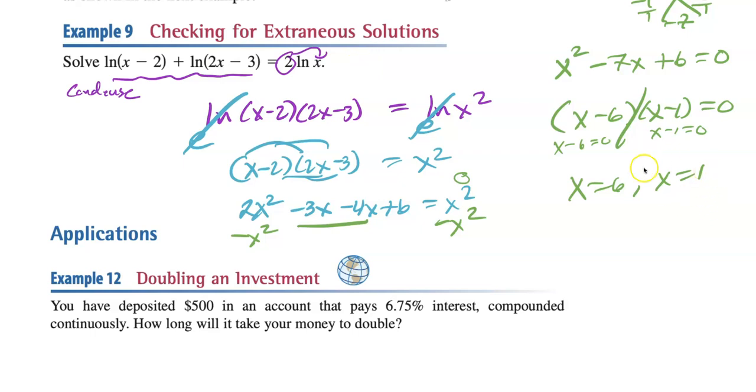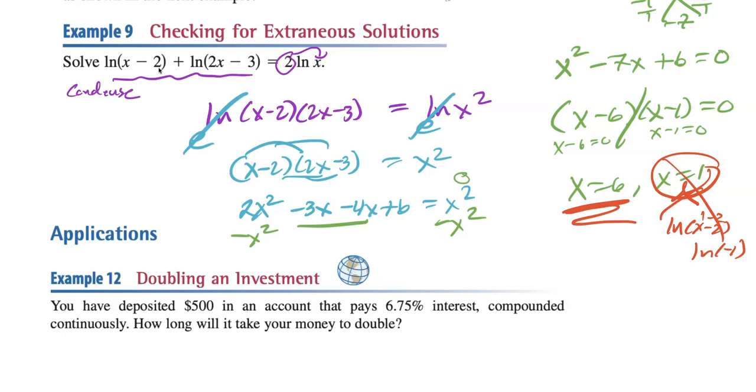All good. We plug in 1. 1 minus 2 is a negative 1. 1 does not work. When you plug it into this guy, you get 1 minus 2, which gets you natural log of negative 1. That's a non-real result. So my answer is only x equals 6.